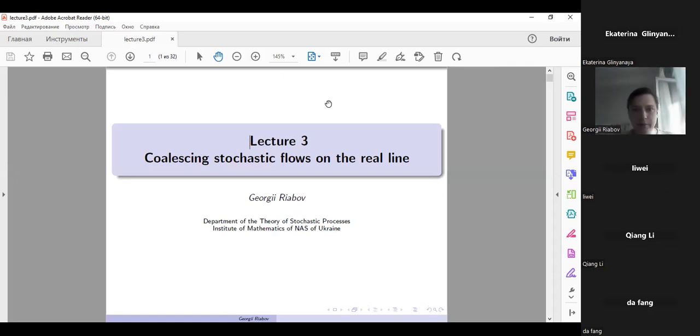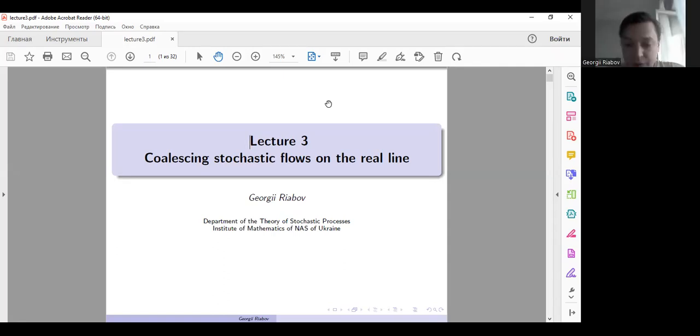My aim in this lecture is to finish considerations of random dynamical systems for homeomorphisms generated by stochastic differential equations, and also to look at stochastic flows that are not flows of solutions of stochastic differential equations.